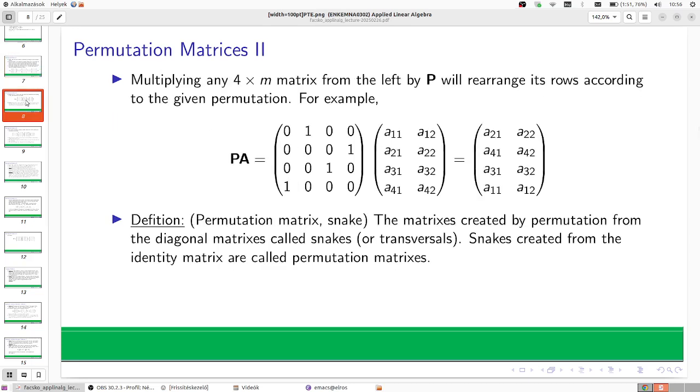Okay, let's see this. Let's switch the first and the second row. Then, if we switch the first and the second row, the second row will be on the top. Then switch the new second row and the old fourth row. Then you get this. And this is really how you construct the permutation matrix.